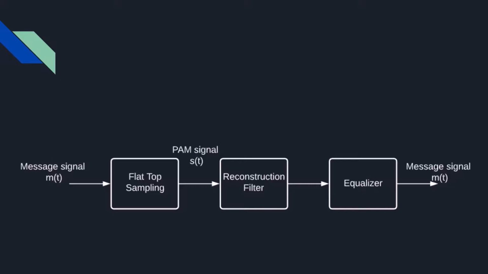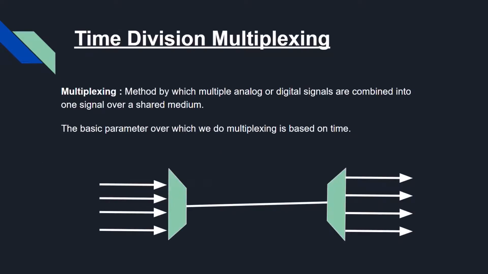Now let's start time division multiplexing. Multiplexing is a method by which multiple analog or digital signals are combined into one signal over a shared medium. This diagram shows multiplexing. And in time division multiplexing, the basic parameter over which we do multiplexing is time.